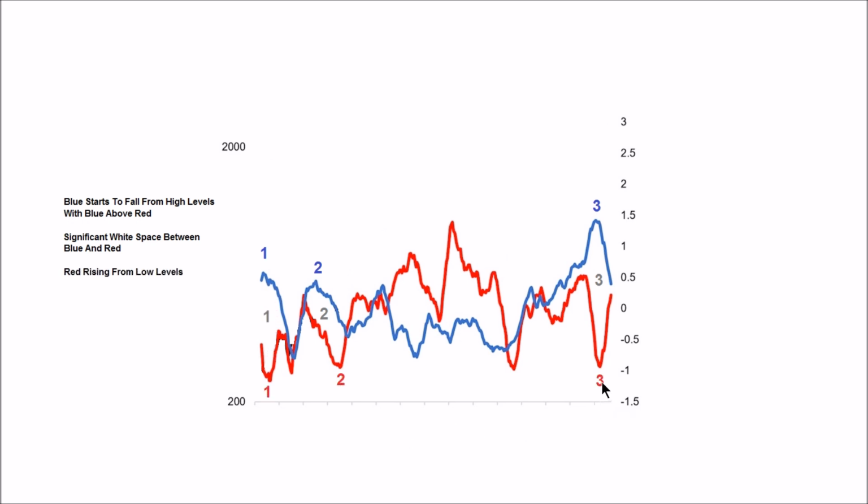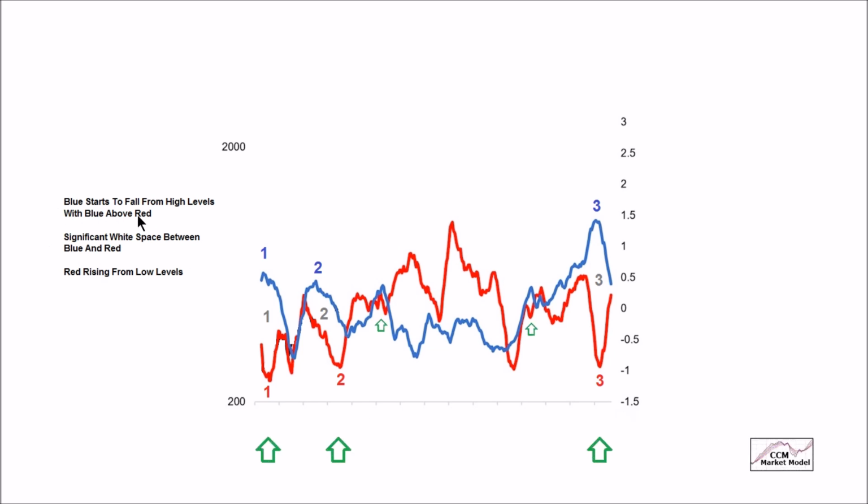And the third major characteristic from the right side of the chart is that red is starting to rise from low levels. The key being red is rising from low levels in a situation where you can also check this bullet point and this bullet point.